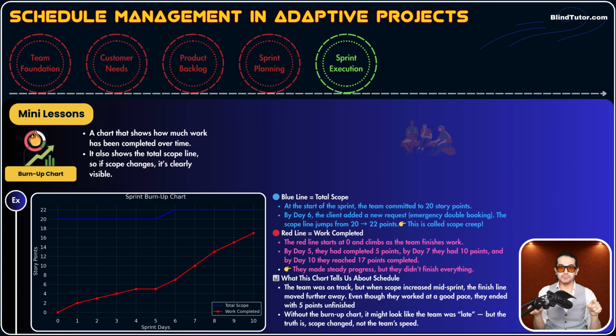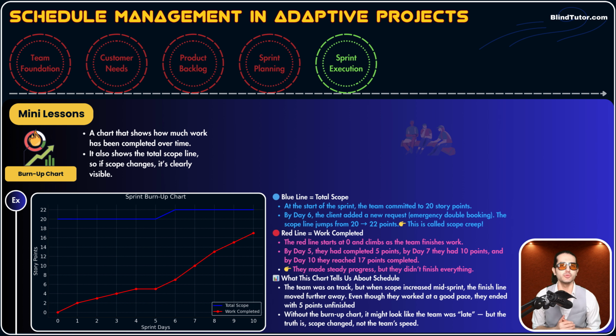So by looking at burn up chart, you could spot scope creep, guys. Isn't that beautiful? And the red line, as you can see, shows the work that is completed. The red line starts at 0 and climbs as the team finishes the work. By day 5, they had completed 5 points. By day 7, they had 10 points. And by day 10, they had completed 17 points. They made progress, but they didn't finish everything because there was scope creep in the project. So this is burn up chart.